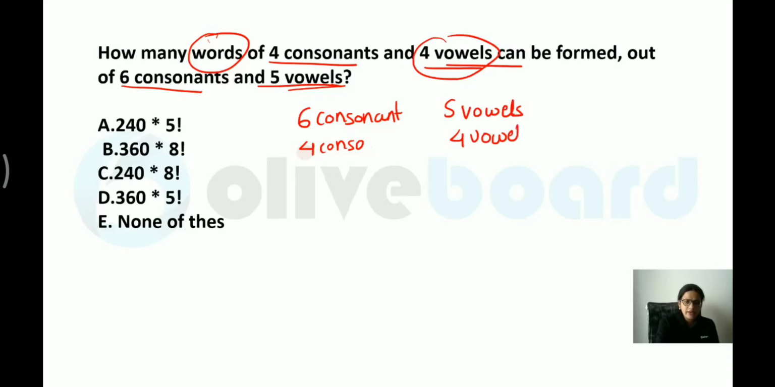Just now, whenever I discussed the formula for permutation, I told you what the arrangement part is. So how can you write this? This can be written as 6P4. Out of 6, you are arranging 4 over here.